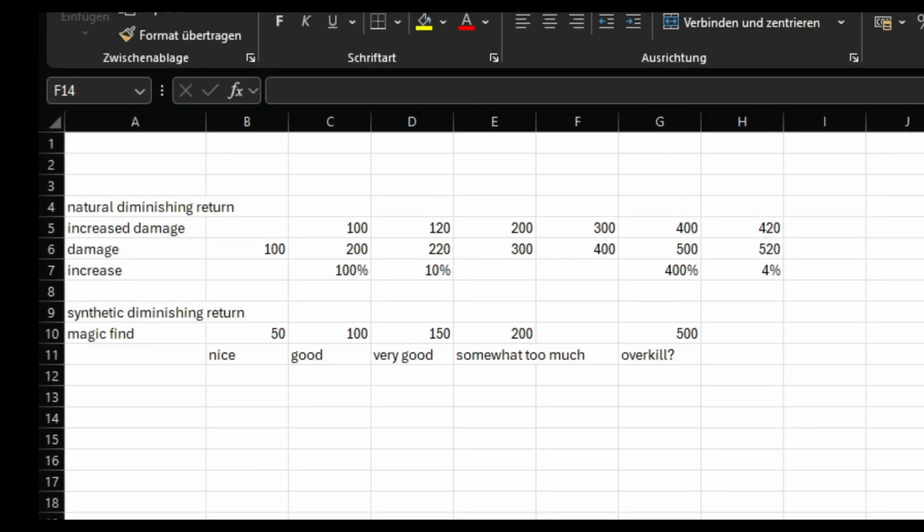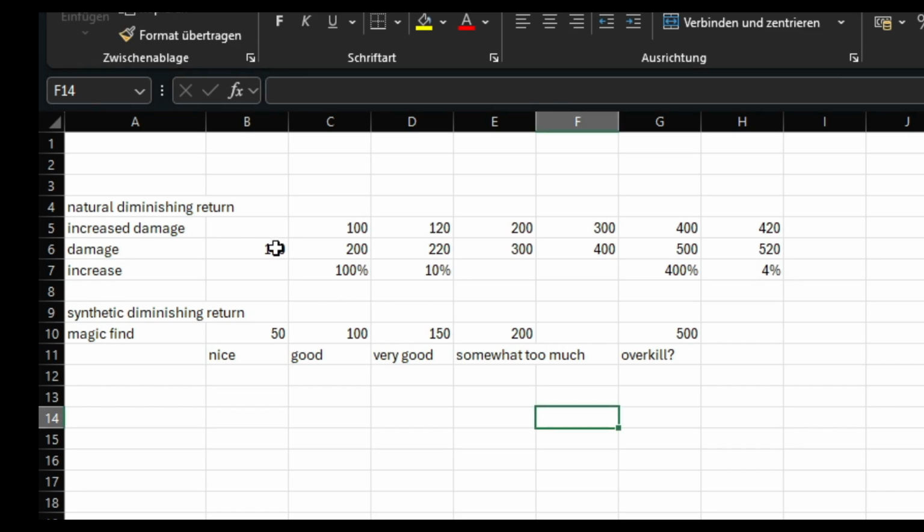In the same vein, diminishing returns apply to the game. It's very important to understand how diminishing returns work and which kind of diminishing returns apply, because there's natural diminishing returns that apply to just everything just because of math, and then there's synthetic diminishing returns that only apply because GGG says so.